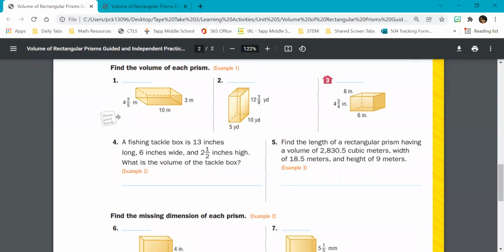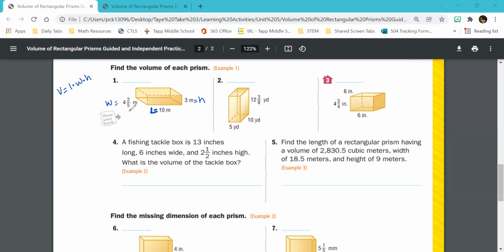So here's a little tip. What I like to do is to go ahead and label each of these numbers. So this is the length. This is the width. And this is the height. Okay, so now that I have those labeled, I know that to find the volume, it's length times width times height. I see this width here is a mixed number.